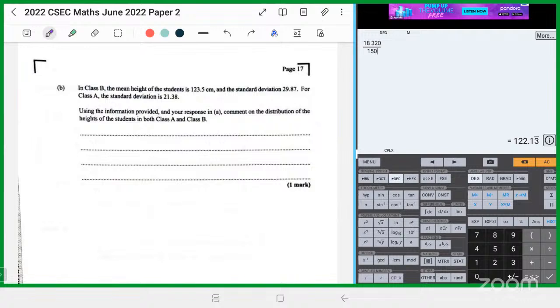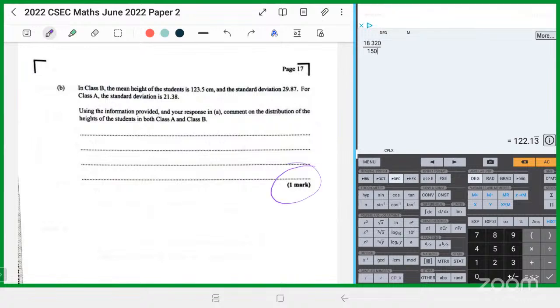So CSEC will ask this from time to time. Notice there's only 1 mark, so you're really just looking for a statement. So it's simple. Standard deviation is a measure of how the heights of students vary from the mean height in the class of students.